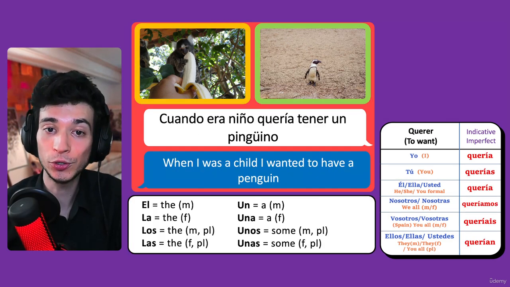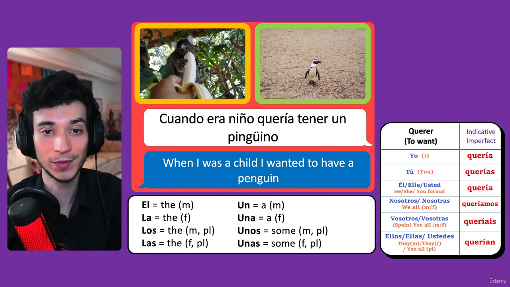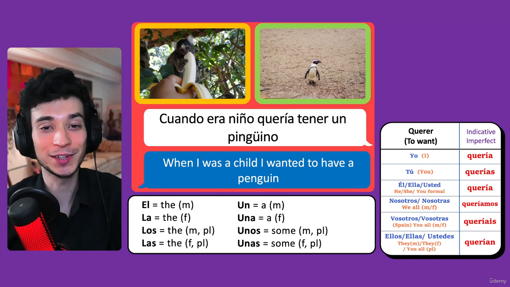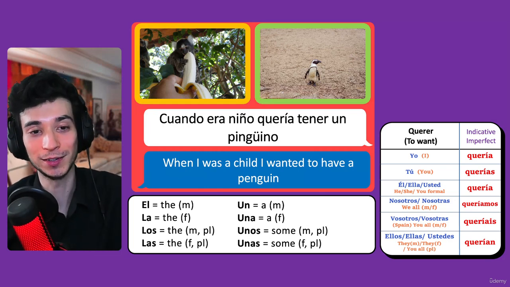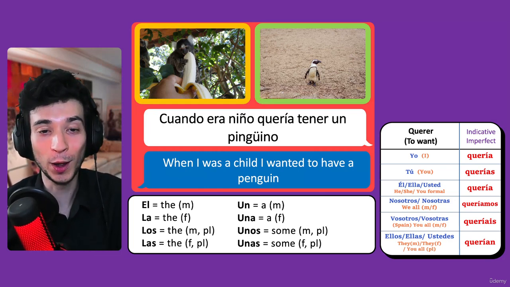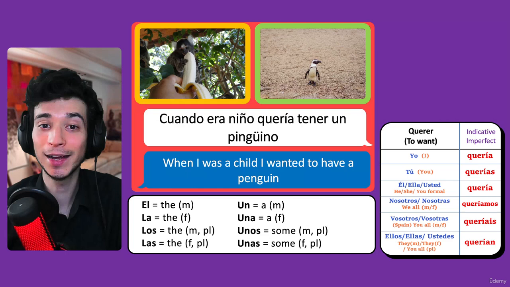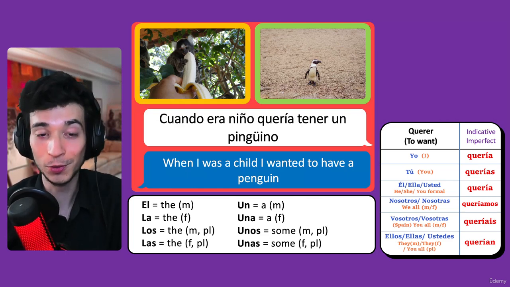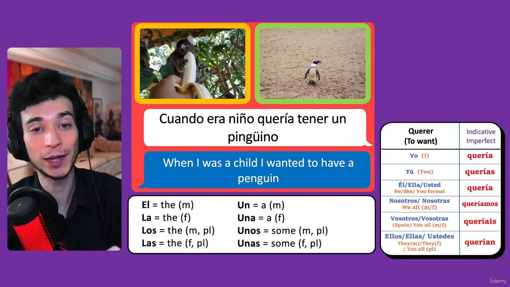Cuando era niño, quería tener un pingüino. When I was a child, I wanted to have a penguin. And it's me who made this phrase, because I wanted to have a penguin when I was a 7-year-old boy. Cuando era niño, quería tener un pingüino. So, when I was a child, I wanted to have a penguin.